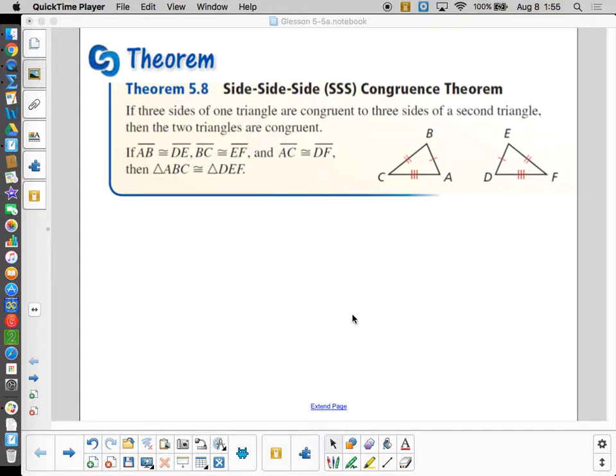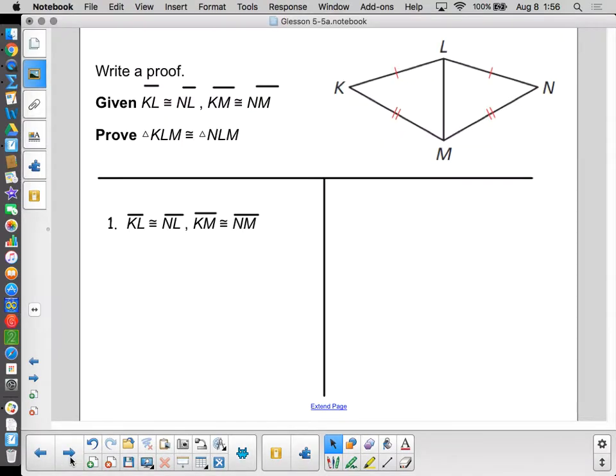First one is called side, side, side, and it's probably the easiest of all of them. If all three sides of one triangle are congruent to the corresponding sides in another triangle, no angles necessary, just sides, three sides to three sides, then the triangles must be congruent. Side, side, side is probably one of the most obvious choices because you're only working with sides. You're not working with angles at all. So it's one that is not too tough to work with, but it's also one that a lot of people sometimes overlook because it is so obvious. So we got to watch for that.